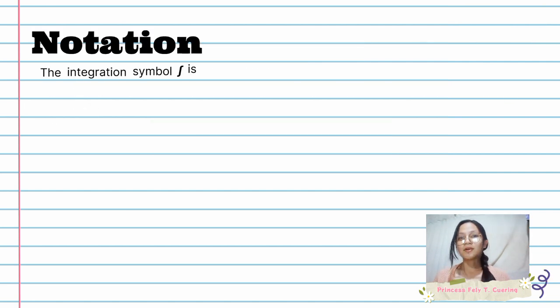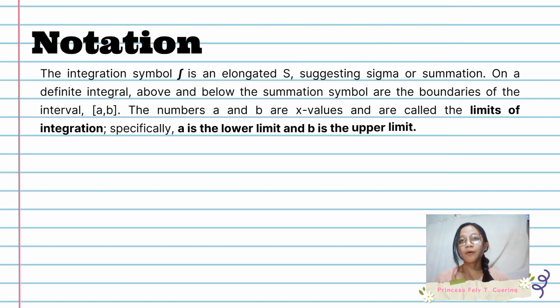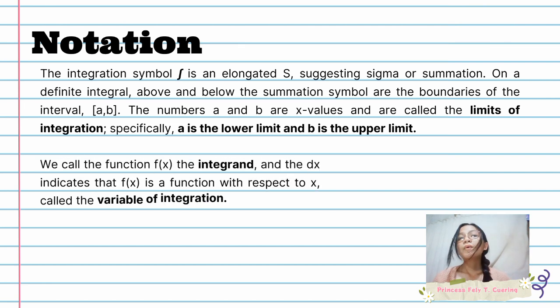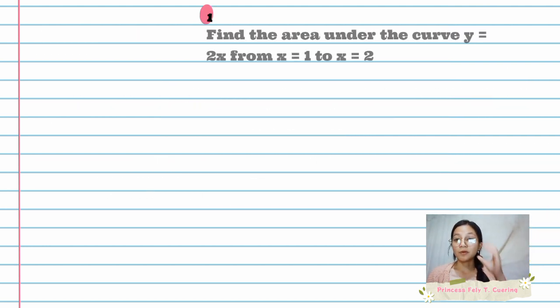The integration symbol is an elongated S suggesting sigma or summation. On a definite integral, above and below the summation symbol are the boundaries of the interval a and b. The numbers a and b are x values and are called the limits of integration. To be specific, a is the lower limit whereas b is the upper limit. We call the function f of x the integrand, and the dx indicates that f of x is a function with respect to x, called the variable of integration. Let us now proceed with the sample problems.